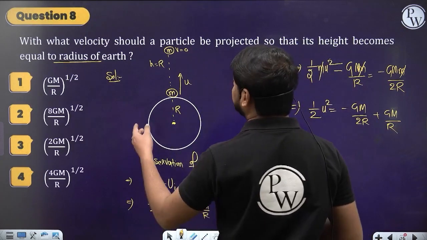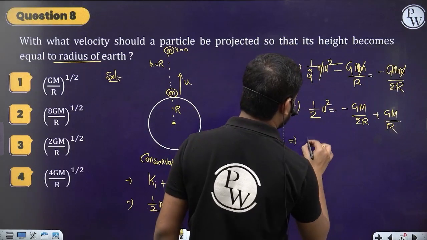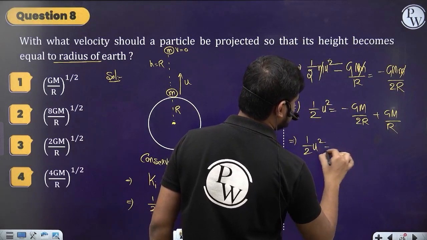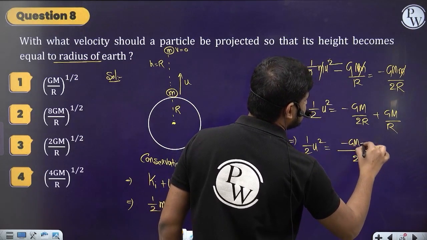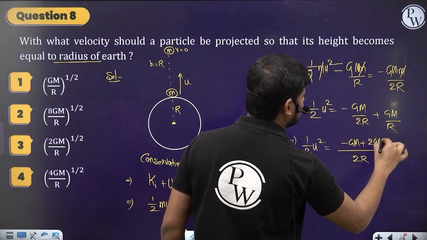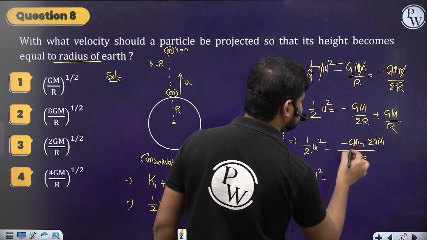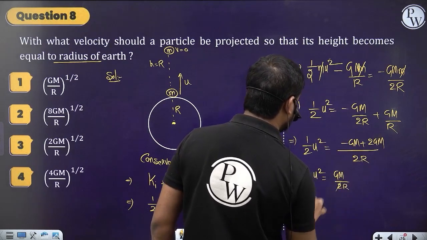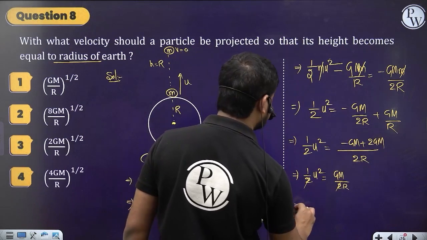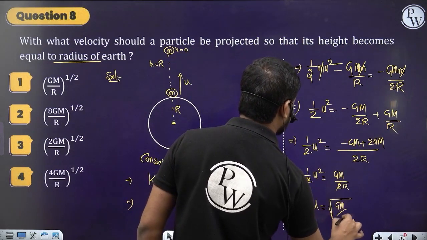We need u, right? So half u square is equal to, 2r is the LCM, it will be minus GM plus 2GM. Done. So half u square is equal to GM by 2r. So 2 gets cancelled. U square is equal to GM by r, so u is equal to root over GM by r.